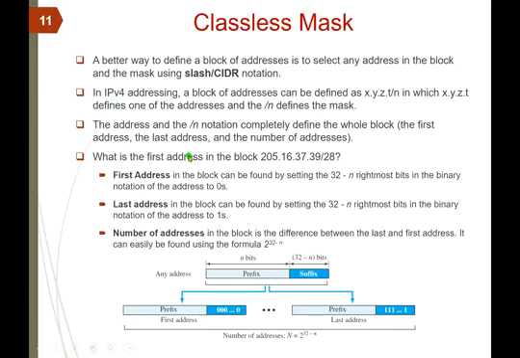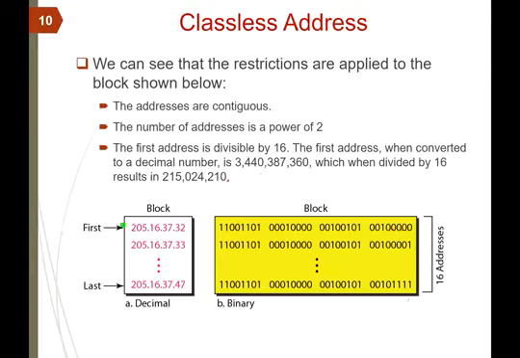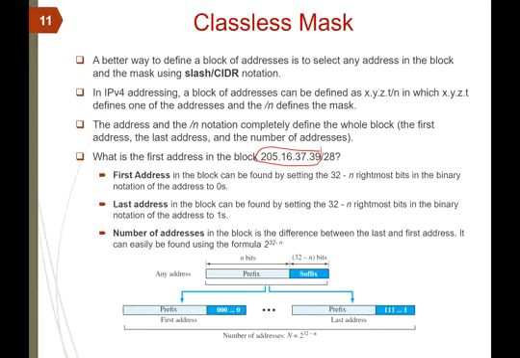We'll use the slash notation in classless addresses. There's a better way to define a block of addresses. You select any of the addresses in the block. This block contains 16 addresses. You take any of these addresses, for example this one, and add the slash, then the block mask.